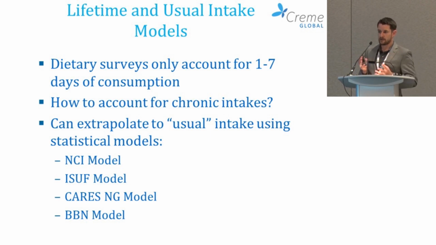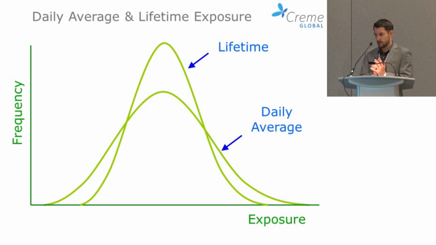There's been a number of modeling type approaches that try to overcome this problem. There's the NCI, or National Cancer Institute model that they developed. Specifically looking at nutrients, there's the Iowa State University model. There's one that my company developed recently for pesticides, which is the CARES-NG model, or stands for Cumulative and Aggregate Risk Evaluation System, next generation. And there's a beta binomial model and a few others. All these models have qualitatively the same effect. Okay, they tend to get rid of these extremes in your distribution again and pinch it in even further.